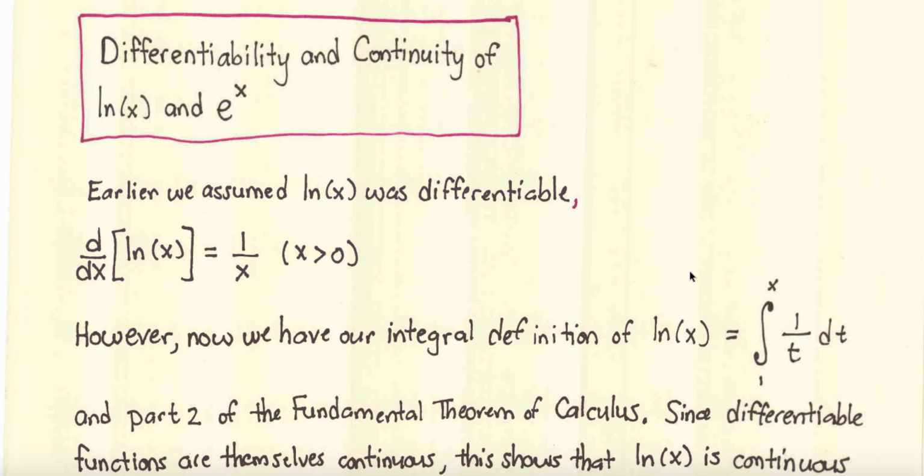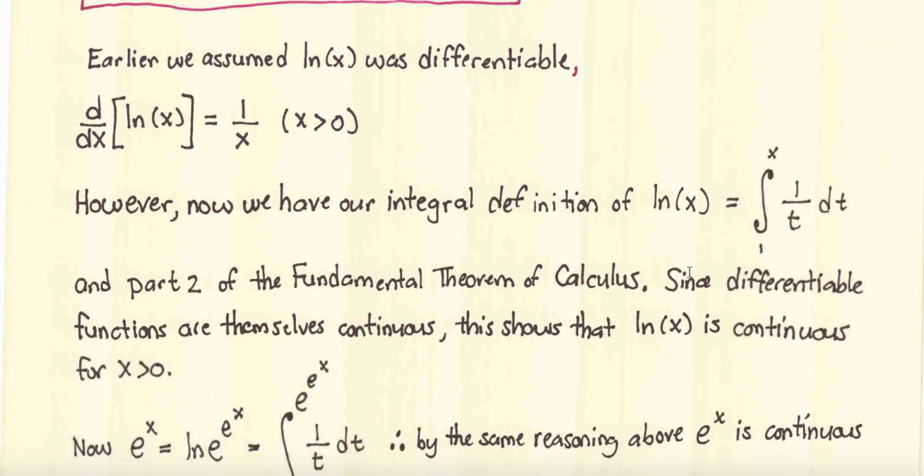Way back when we began to differentiate ln of x, we did that by assumption. We didn't prove that the natural log was actually differentiable. We assumed it was. But now we have the second part of the fundamental theorem of calculus. Guess what? We assumed it true, but now we know it's true, right?